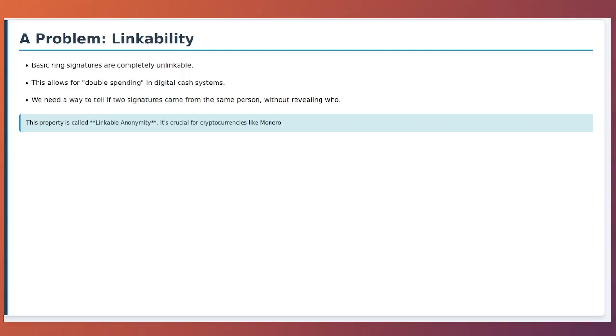In those systems, you need to ensure that a person can only spend their money once or cast their vote once. If you can't link their actions, they could double spend or vote multiple times without being caught. This is known as the double spending problem. To solve this, we need to intentionally introduce a specific, limited form of linkability into our otherwise anonymous signature scheme. We need a way to tell if two signatures came from the same person, without revealing who that person is.